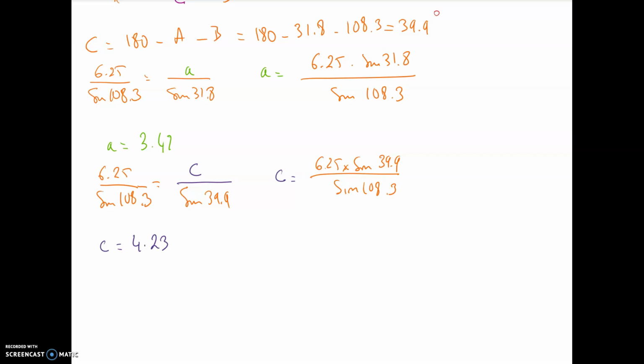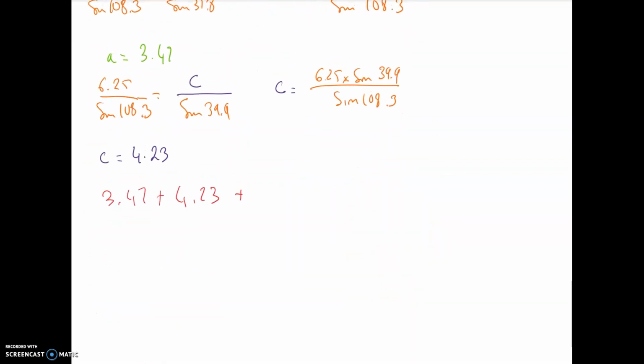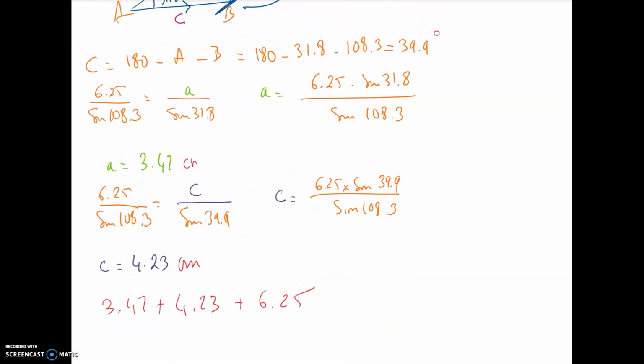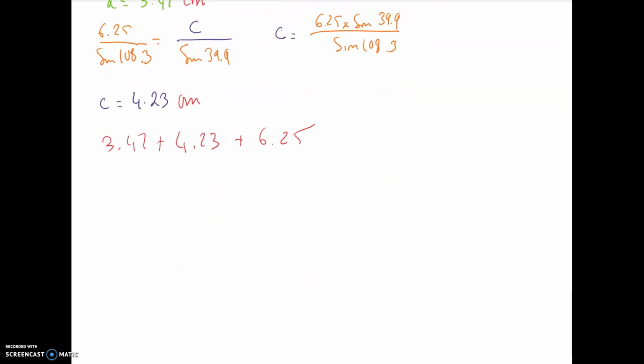I find 4.23, so the whole distance will be 3.47 plus 4.23 plus 6.25 centimeters. I'm going to write centimeters right here because these are lengths of the sides of my triangle. And so I end up with 6.25 plus 4.23 plus 3.47, a length of 13.95 centimeters.